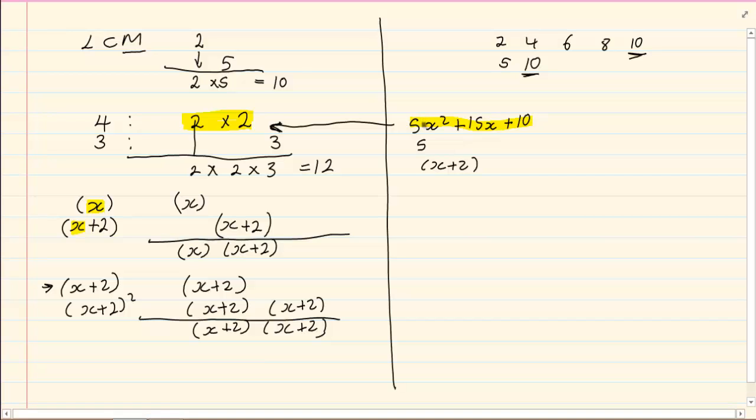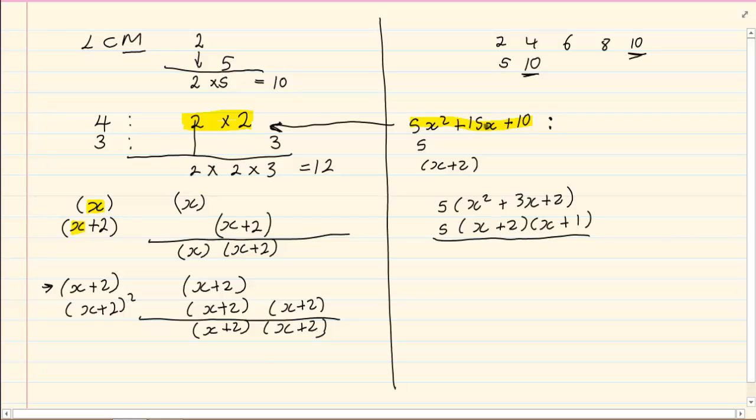If I were to do the factorizing of 5x squared plus 15x plus 10, the first thing I would do is take out a common factor, which will give me 5 times x squared plus 3x plus 2. But I haven't completely factorized. X squared plus 3x plus 2 is a trinomial. So I've got 5, x plus 2, x plus 1. Now I've completely factorized it. So how do I now get the LCM?